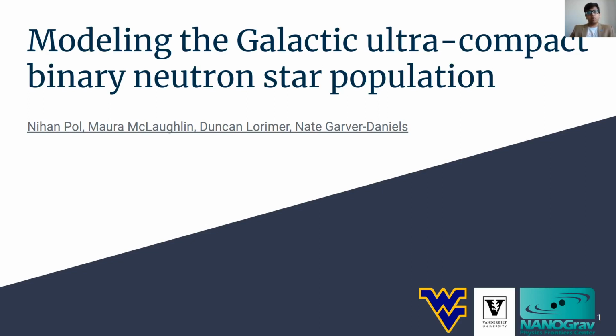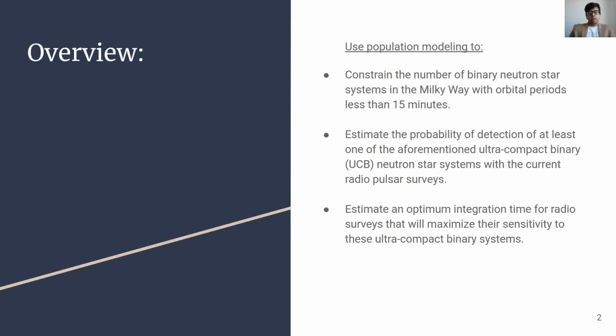Today I will be talking about modeling the galactic ultra-compact binary neutron star population. So to give you a quick overview of my talk, we want to use population modeling to constrain the number of binary neutron star systems in the Milky Way which have orbital periods less than 15 minutes.